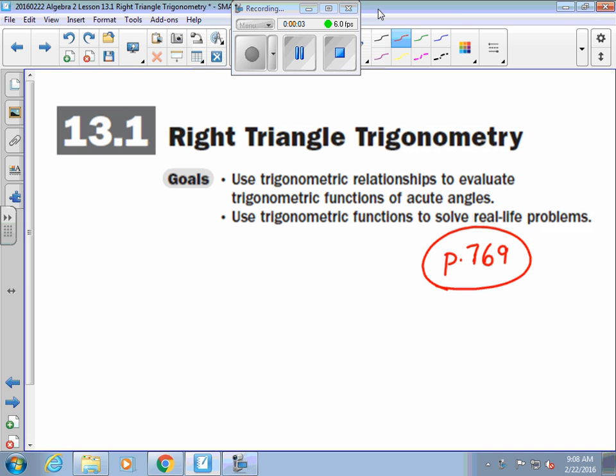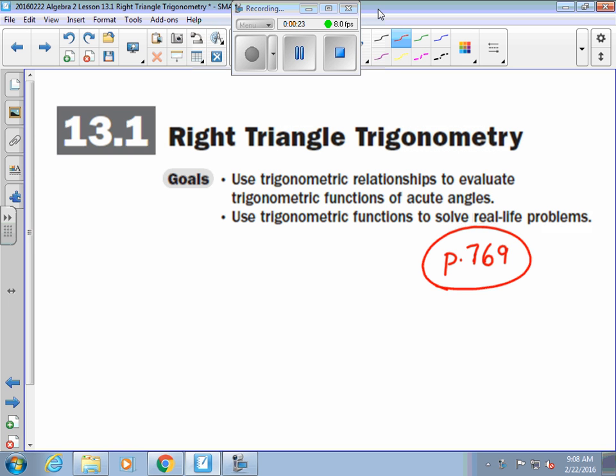This is Algebra 2, Lesson 13.1. We're looking at right triangle trigonometry, or right triangle trig, beginning on 769. Using trig relationships to evaluate trig functions of acute angles. Remember what acute angles are? That's angles that are less than 90 degrees.